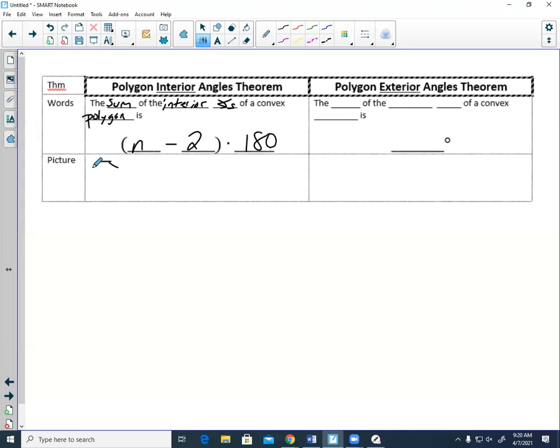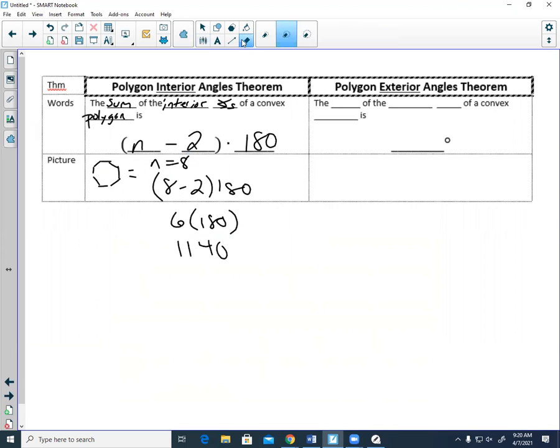So a stop sign has 8 sides. So my formula would be 8 minus 2 times 180. So 6 times 180. 6 times 180 is what, 1140? 1180? No, 1080. Mental math is failing me. So there are 1080 degrees inside of an octagon.